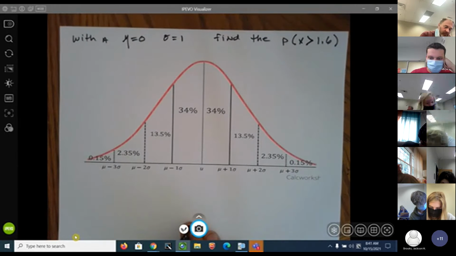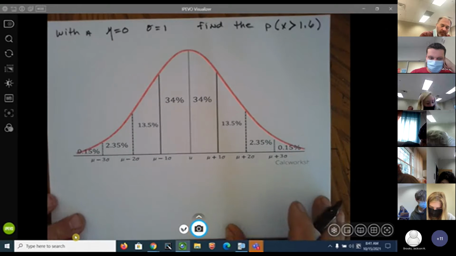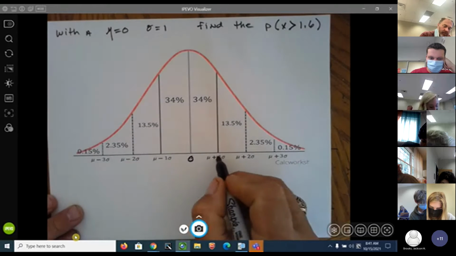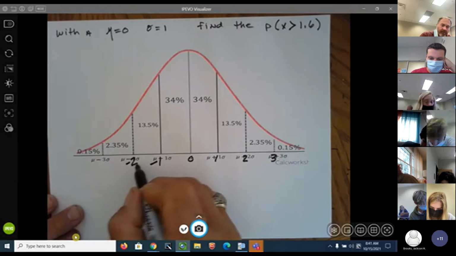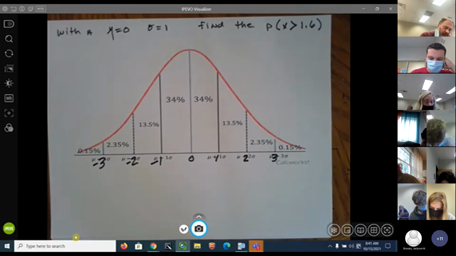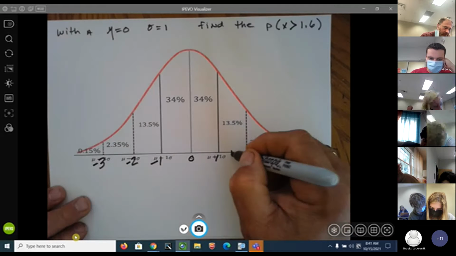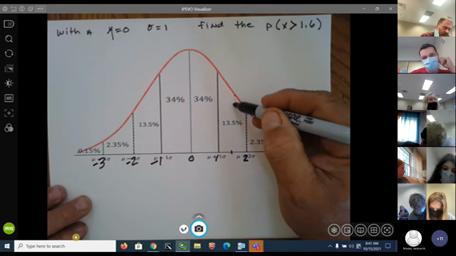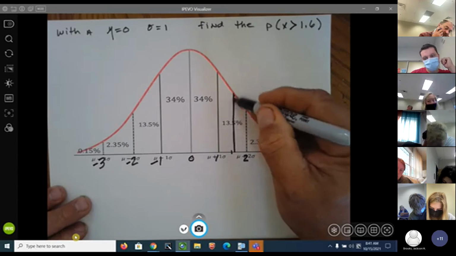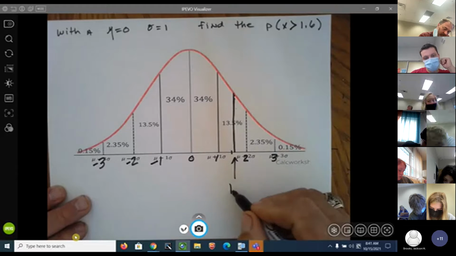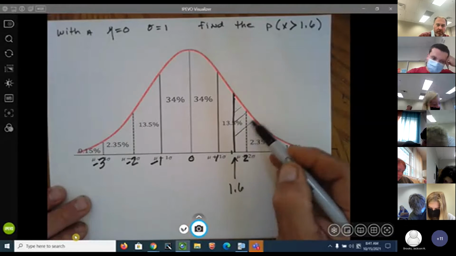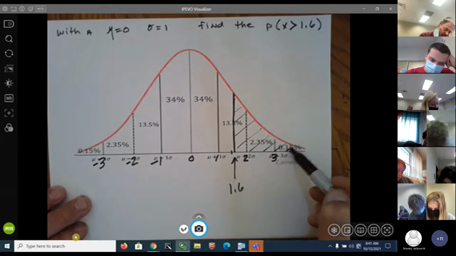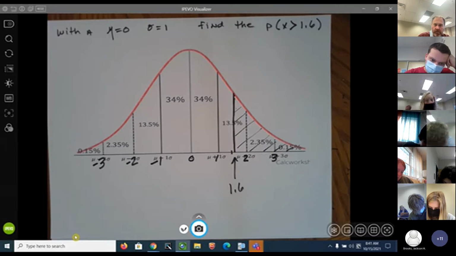Okay? So the first thing you do is you label your curve. 1, 2, 3, -1, -2, -3. And plot 1.6. 1.5 would be right there. So 1.6 would be right about there. And more than 1.6 would be right there.